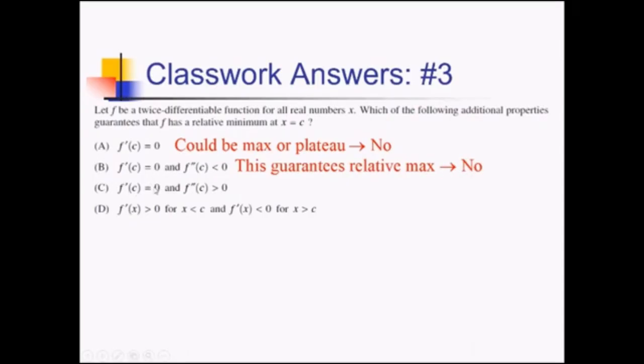This next one is kind of the other way around. Now we have a smooth turnaround with that 0 first derivative, and we're concave up. So we're at the bottom of a cup. This does guarantee that we have a relative min. So this is a good answer.